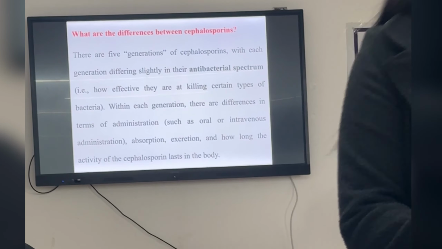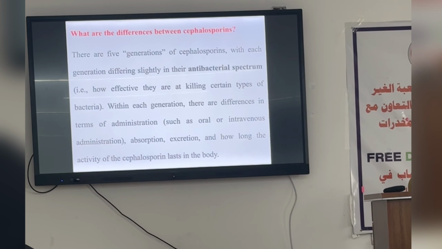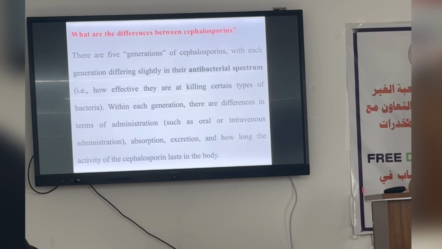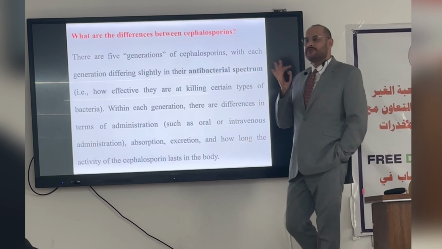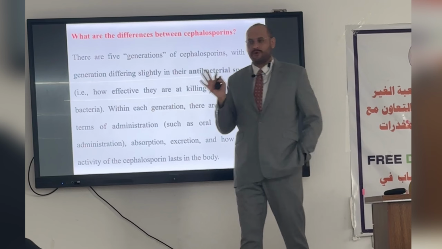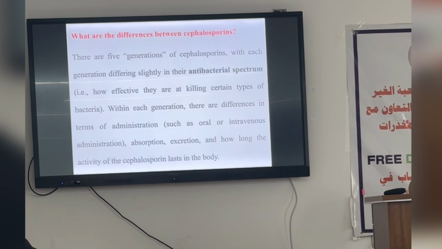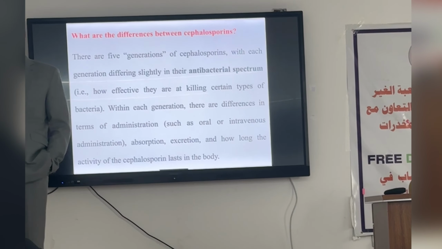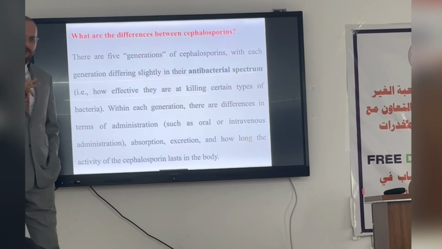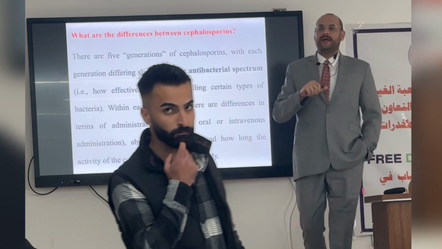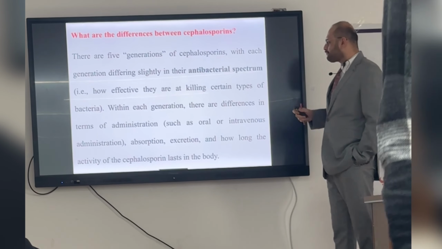We have generation 1 versus generation 2 versus generation 3, etc. We have different structures and different antibacterial spectrum. And this word spectrum is familiar for us because we know we have broad spectrum versus narrow spectrum. Effective, they are killing certain types of bacteria. We know we have 2 types mainly: gram-positive and gram-negative. And in the last lecture, we discussed the difference between gram-positive and gram-negative bacteria.